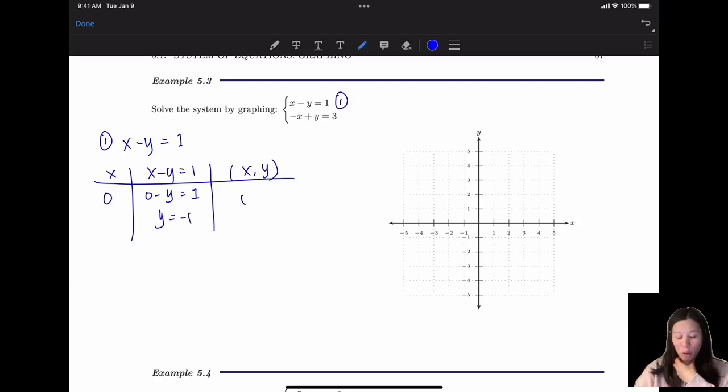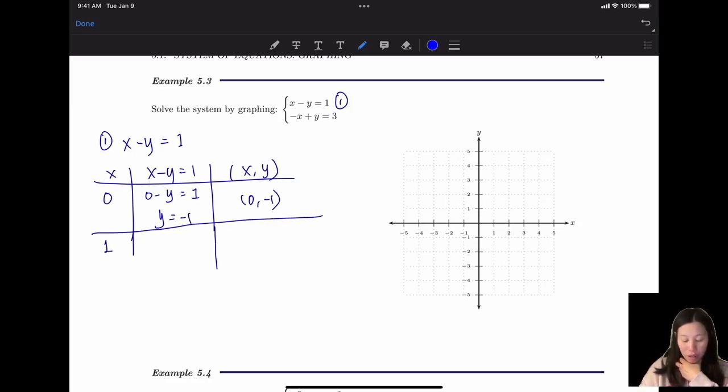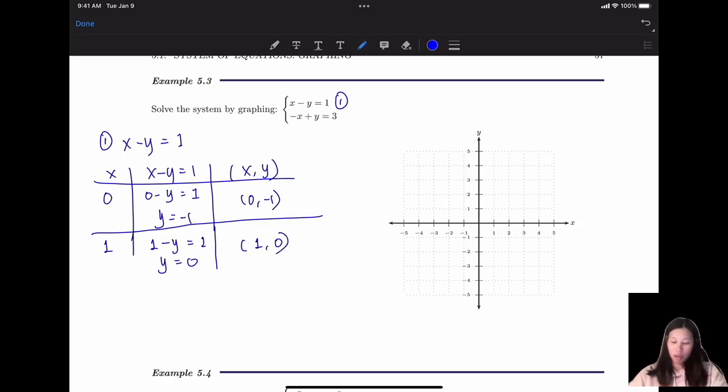This is a tricky part. 0 and negative 1. Again, the second one, I want x equals 1. If x equals 1, 1 minus y equals 1. So y is equal to 0. So I have 1, 0. Okay, now I have 0, negative 1, and 1, 0 here. So this is going to be my graph.